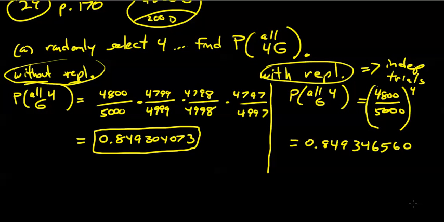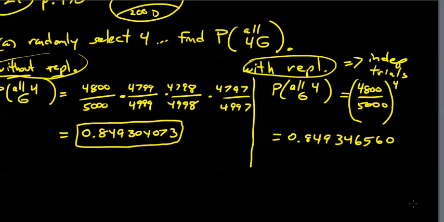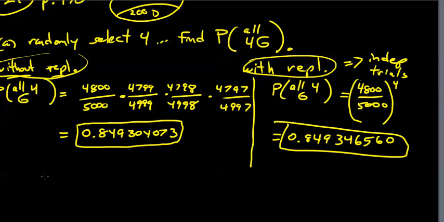And I think you'll agree with me that these answers are very, very close, almost to the point where it would be splitting hairs to assume no replacement here. It's much easier to do assuming there's a replacement, and you get an answer virtually identical to the answer you get assuming no replacement. Alright, so the idea here, it's okay to assume independent trials, right?